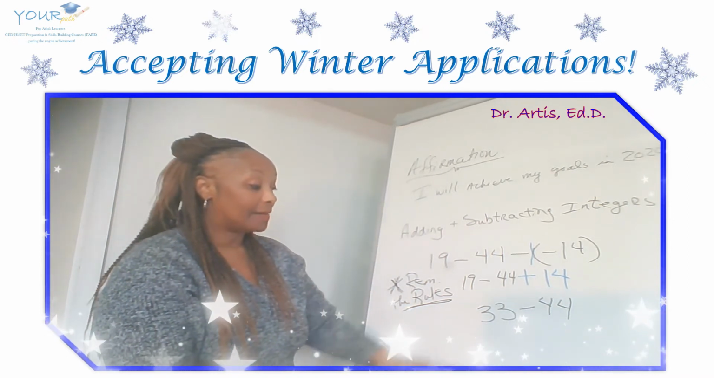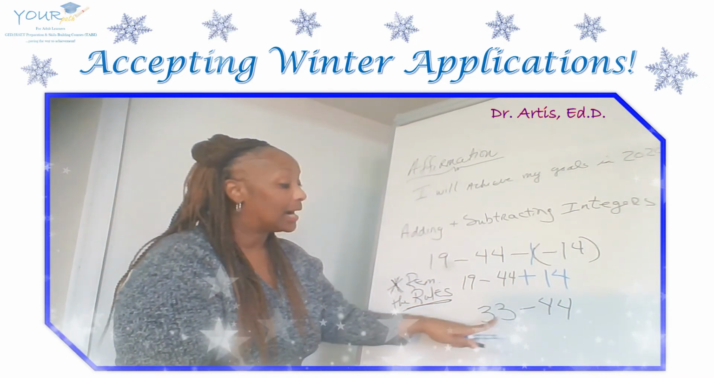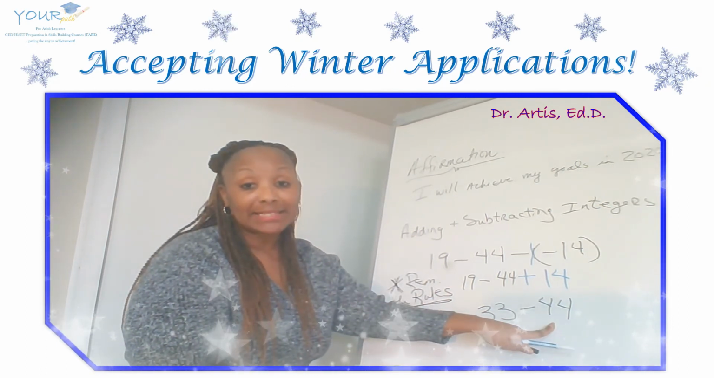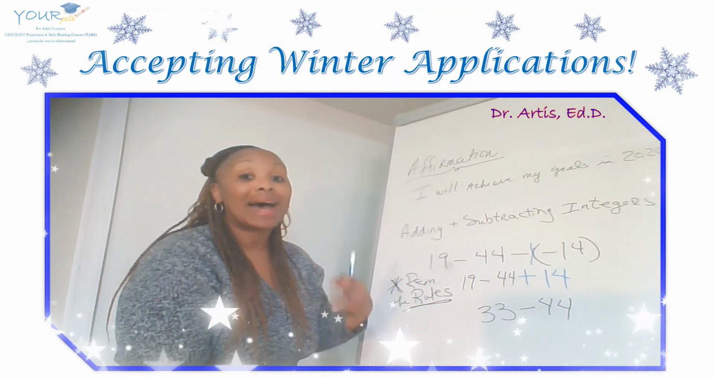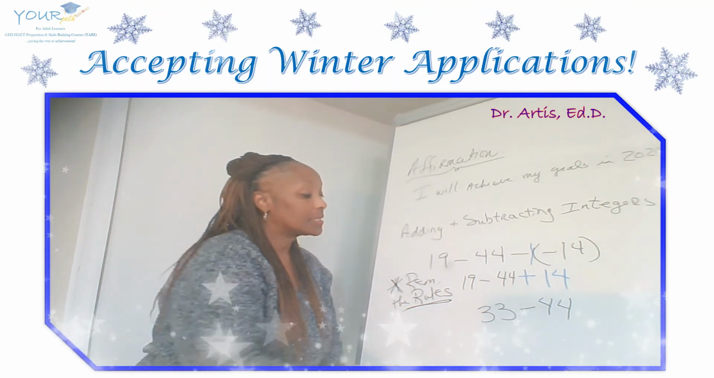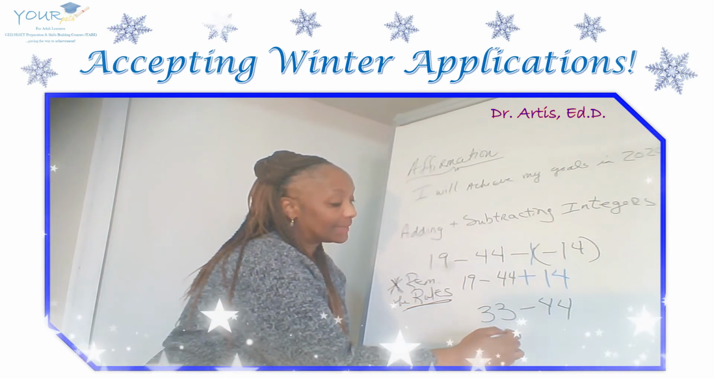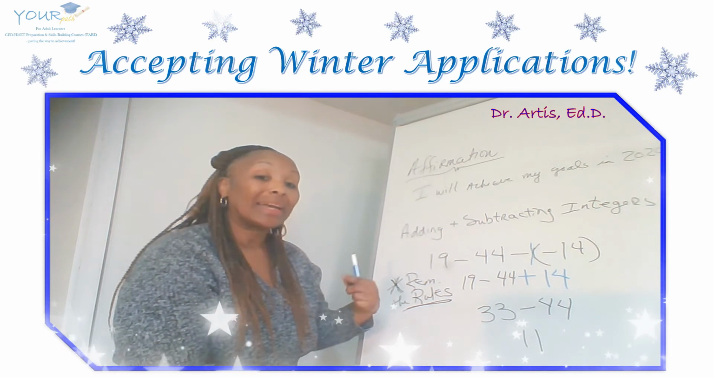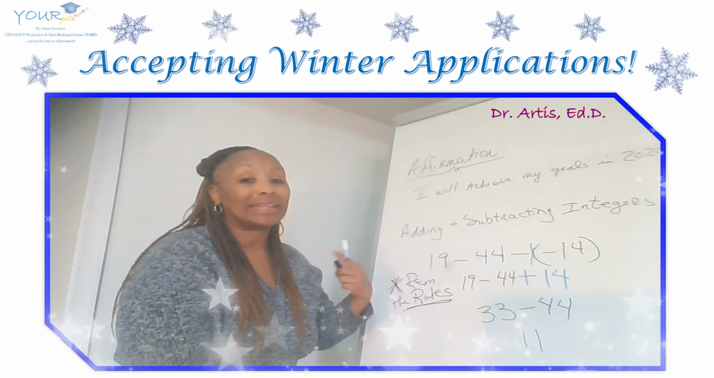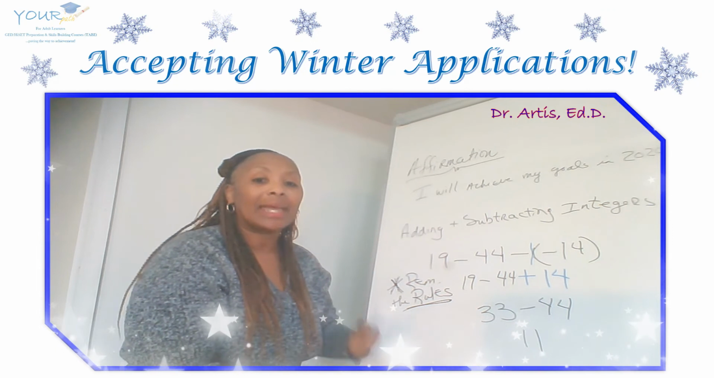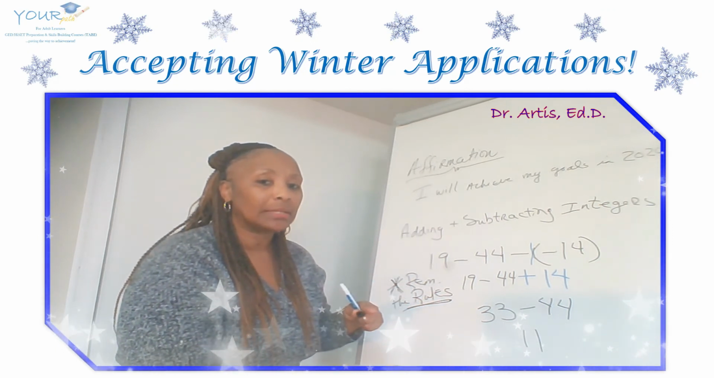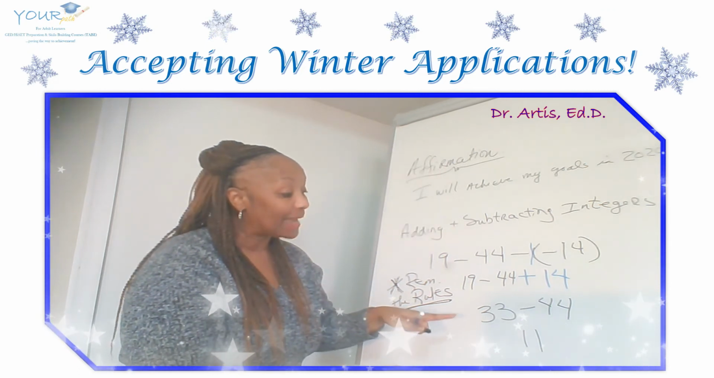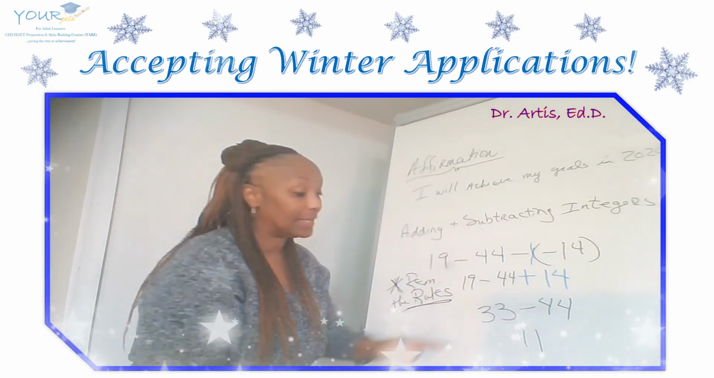So now I have positive 33, a negative 44, okay? So I have a positive and a negative, and the rule is that I subtract, okay? So when I subtract them, I get 11, but do I get a positive 11 or do I get a negative 11? And what's going to actually determine whether it's positive or negative? In this case, I'm actually going to get a negative 11.